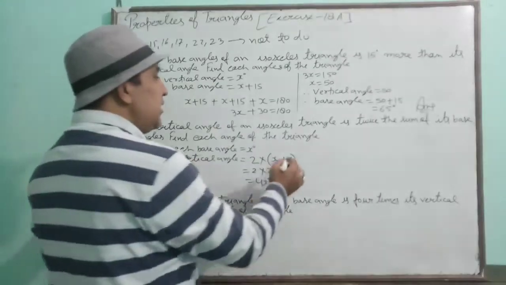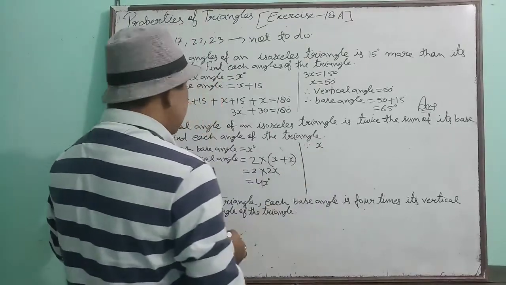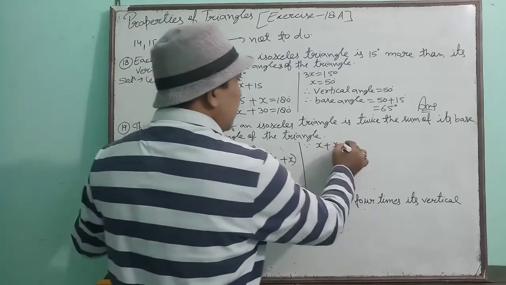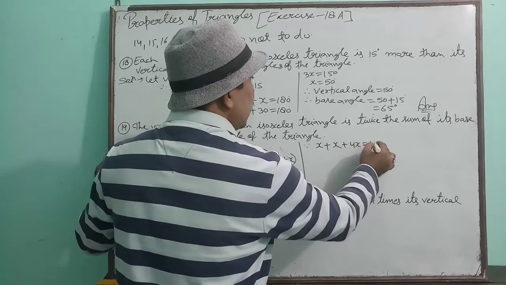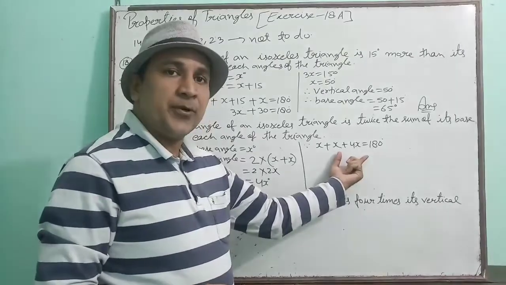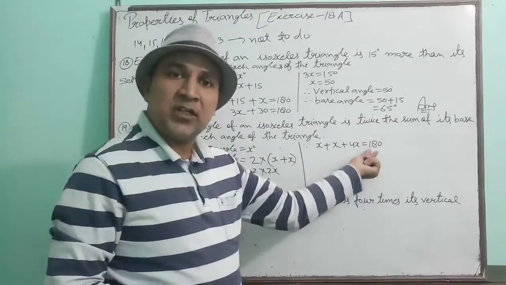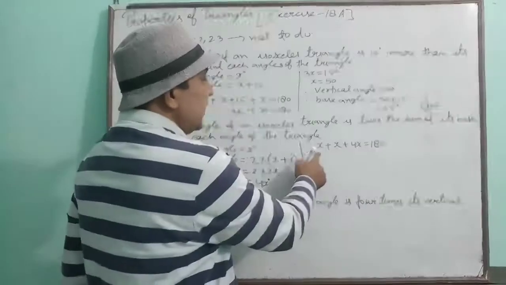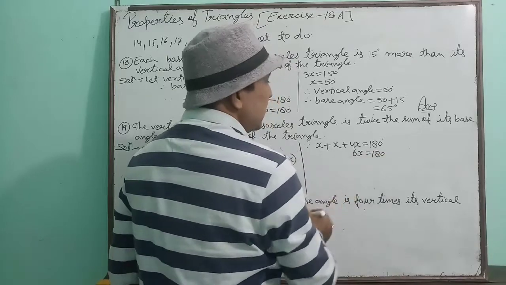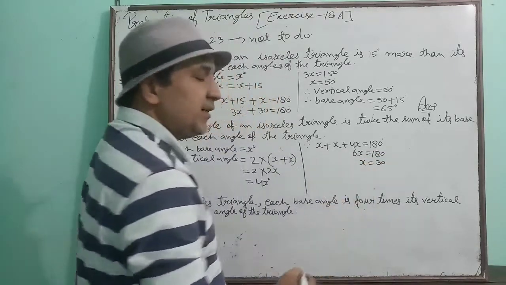Now apply the angle sum property. We know that first base angle is x, second base angle is also x, and third vertical angle is 4x, is equal to 180 degree. This is the angle sum property. The sum of three angles of a triangle is always equal to 180 degree. Now solve. x plus x, 2x plus 4x, 6x. 6x is equal to 180 means x is equal to 30.